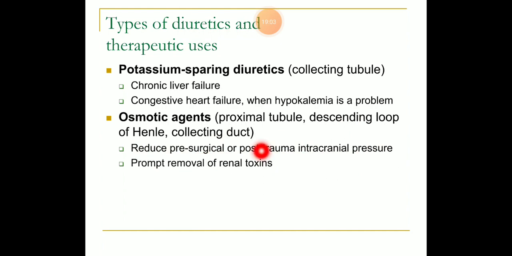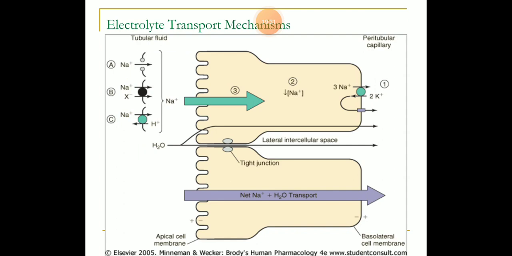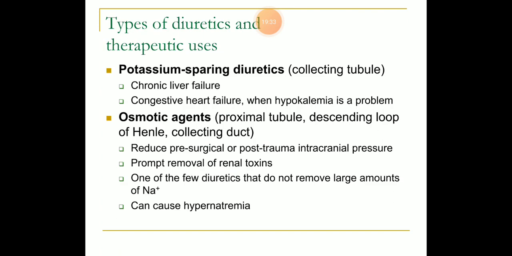They allow prompt removal of renal toxins, though nowadays they have been replaced by high-ceiling diuretics like furosemide. And one of the few diuretics, this osmotic agent like mannitol, does not remove a large amount of sodium, so that is one advantage, maybe a disadvantage. So it may lead to hypernatremia. So with that, I am concluding the second video on the diuretics.